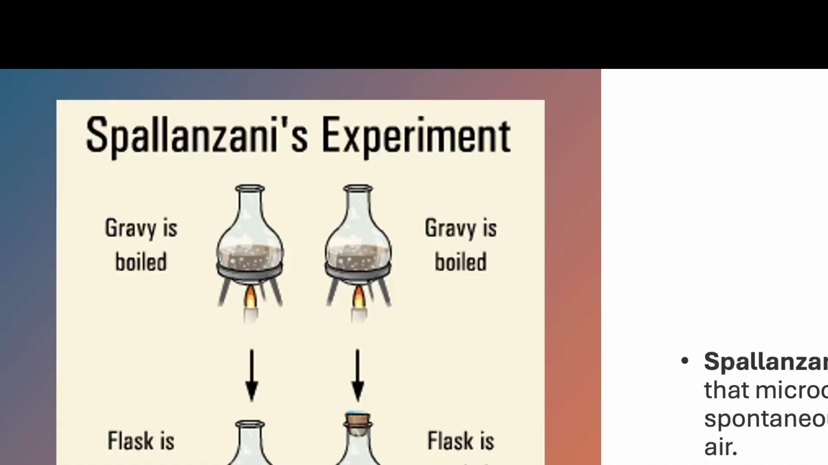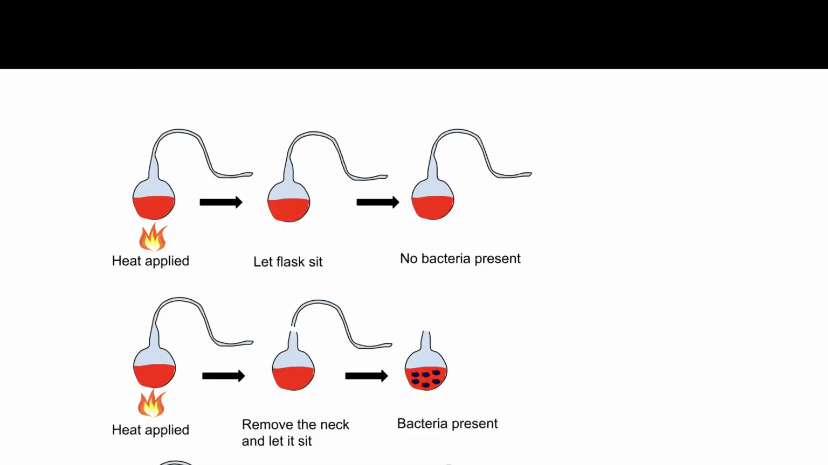This experiment contradicted spontaneous generation and supported biogenesis, that life comes from pre-existing life, right? This is also a contradiction to spontaneous generation, the Spallanzani's experiment. Now let us look at the third experiment, Louis Pasteur's famous swan neck experiment. So Pasteur did a swan neck experiment.